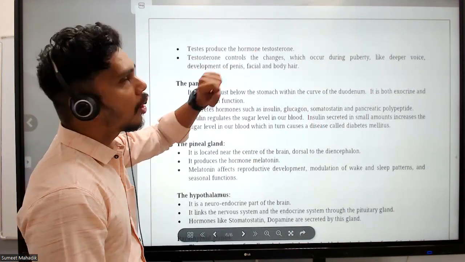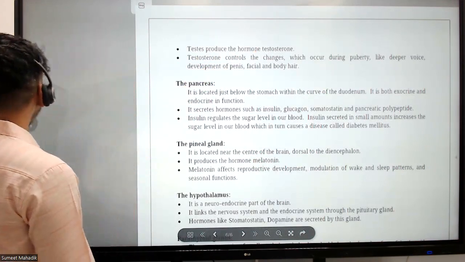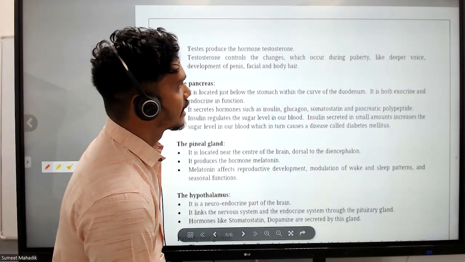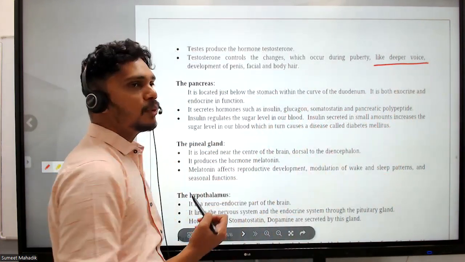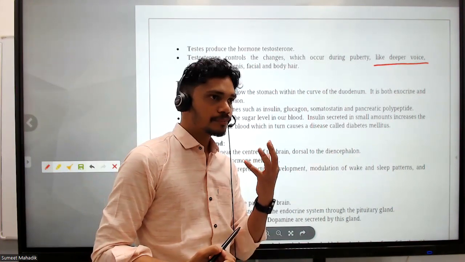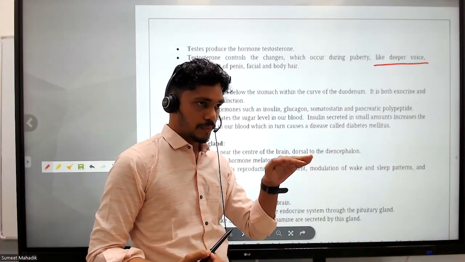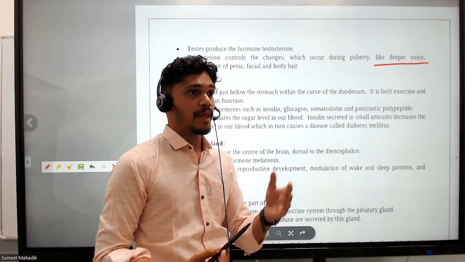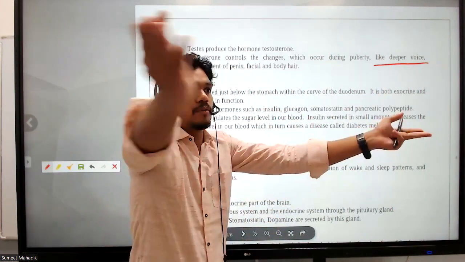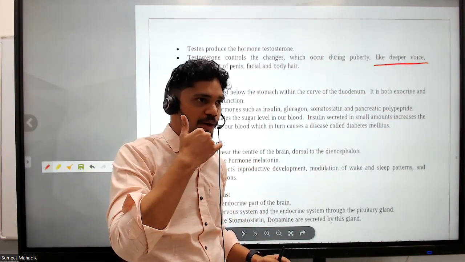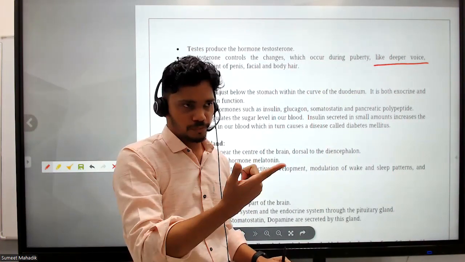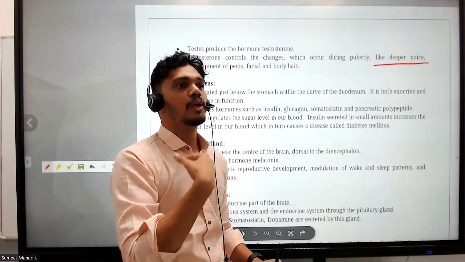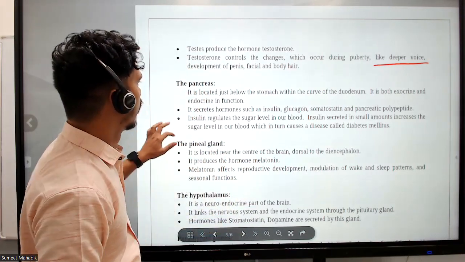Testes produce the hormone called testosterone. Testosterone controls the changes. In case of males, secondary sexual characters are there, like a deeper voice. Have you noticed the voice of a male? The pitch is very low. But in case of a woman, the pitch is very high. If a man is talking on a phone, the voice spreads. But if a woman is talking on the call, the voice goes directly. So high pitch in a woman, low pitch in a male.